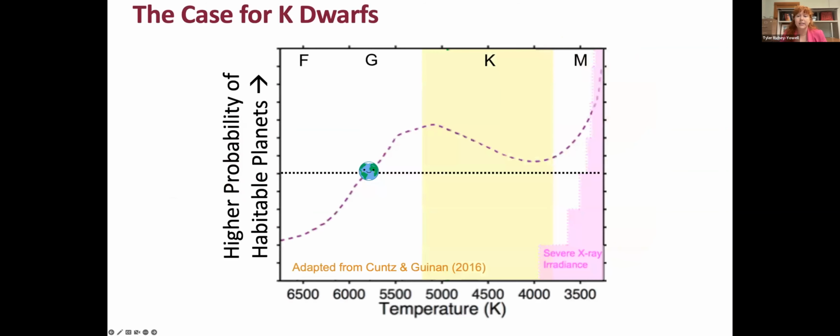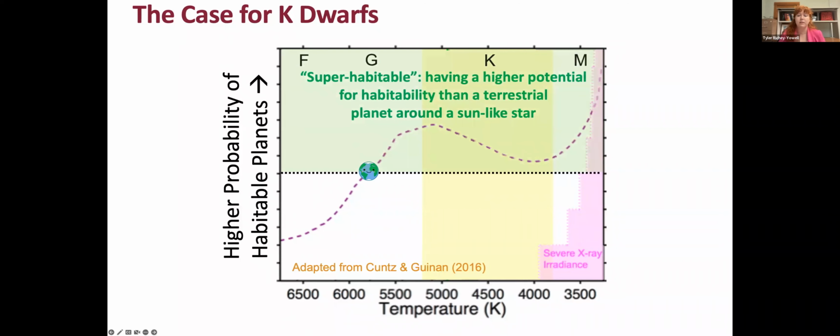In fact, K stars might actually be some of the best candidates for hosts of habitable planets. Kunzingen in 2016 determined a parameter to essentially estimate the probability of a certain temperature of star to host habitable planets. Anything above the probability of a G2V star like our own hosting a habitable Earth-sized planet is what we define as super habitable, or giving better conditions for life to form than even Earth had.